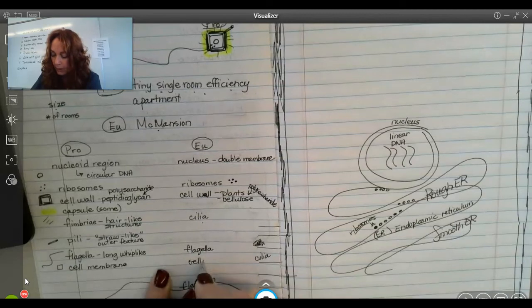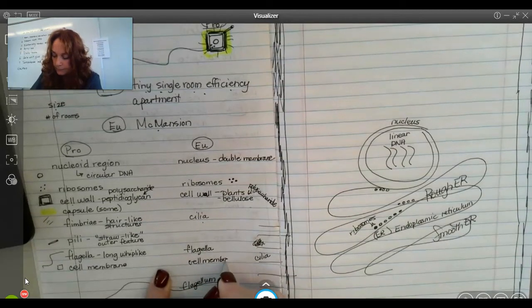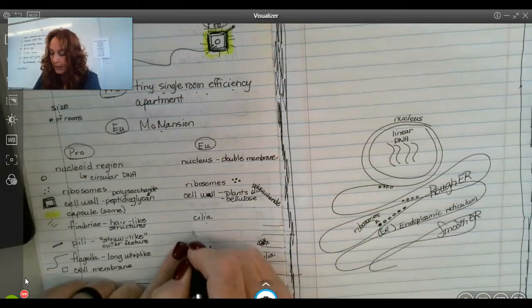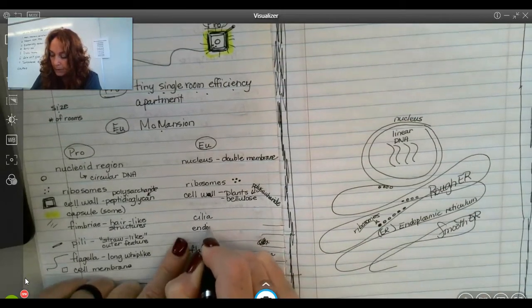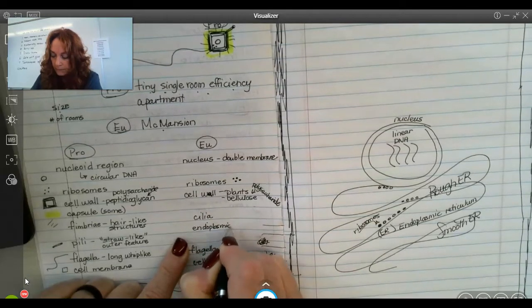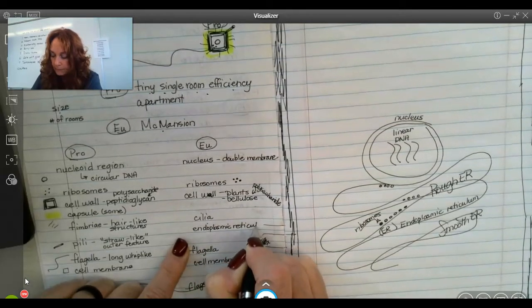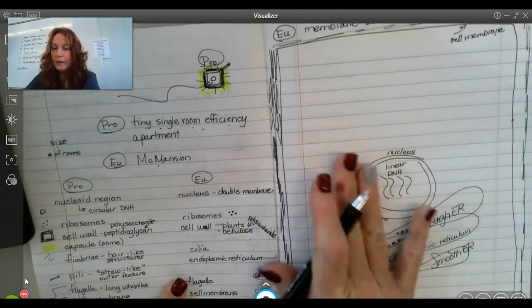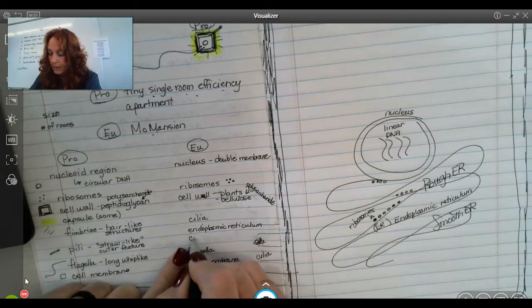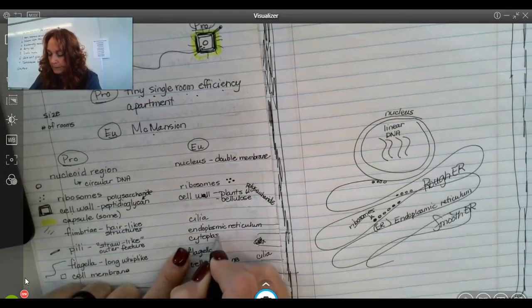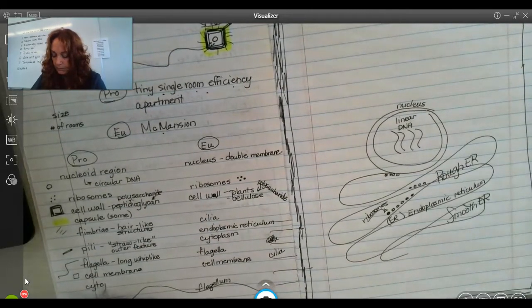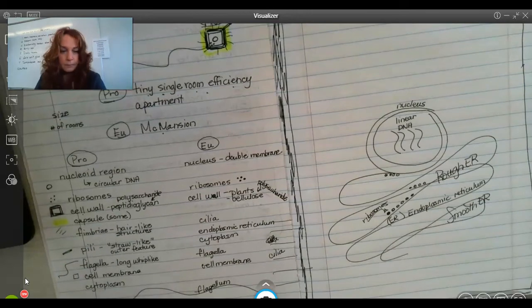They have a cell membrane. So up in here, where we've got space, I'll put they have an endoplasmic reticulum. All that is just a bunch of membranes inside. And then everything that's inside of here is going to be cytoplasm. Prokaryotes have cytoplasm. It's just everything inside the cell membrane.